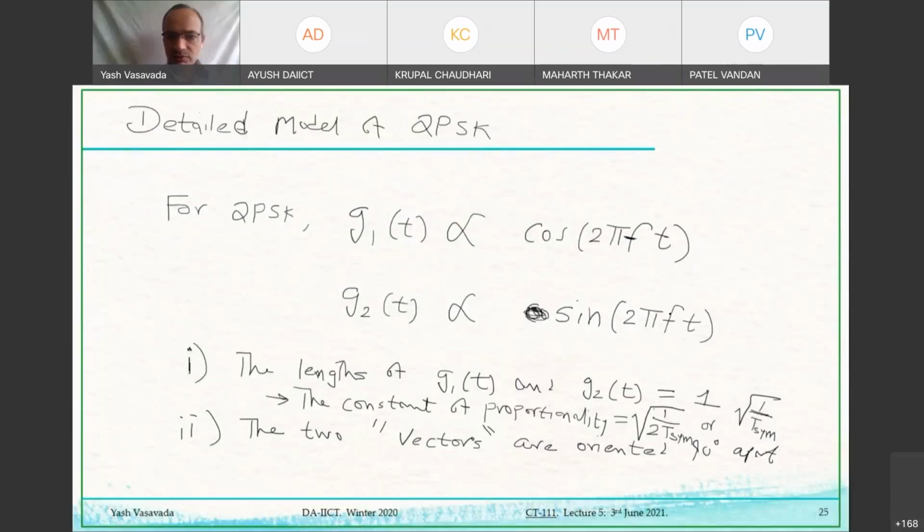Okay, so this actually turns out to be not okay. So the constant of proportionality is actually square root of 2 over t sub. So this is incorrect. This is incorrect.